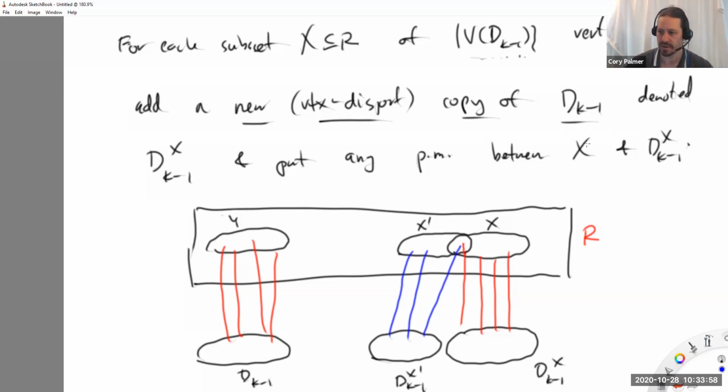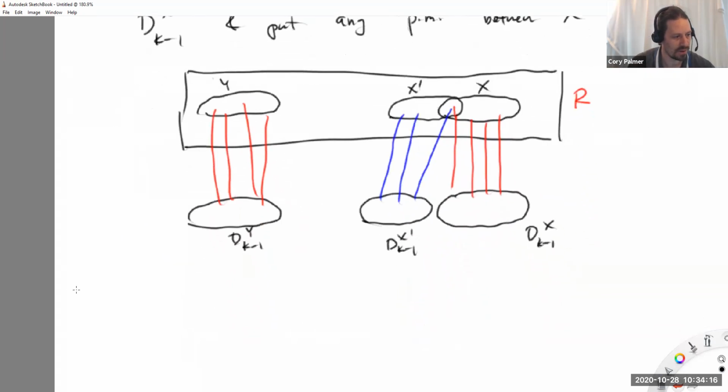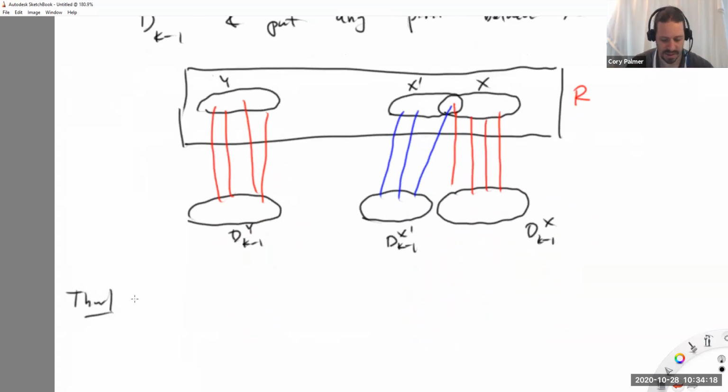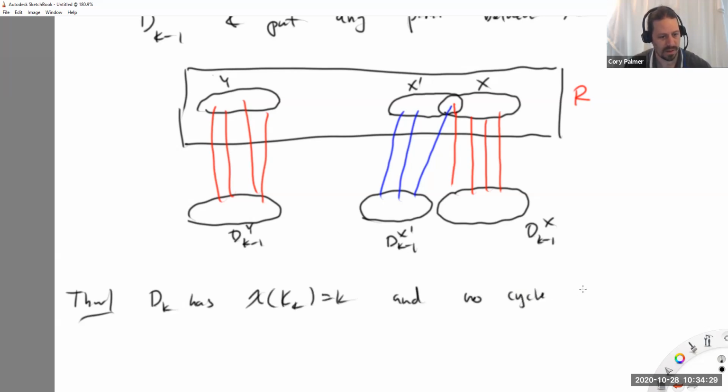Okay. All right, does this construction make sense? For every single subset in R of the appropriate size, introduce a unique copy. Oh, this one should have a superscript of D_{k-1} corresponding to that, and just join them one vertex to one vertex. Okay. All right.